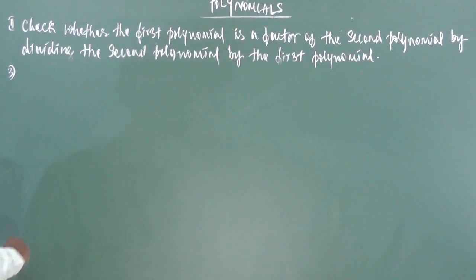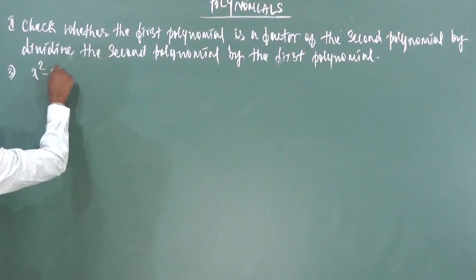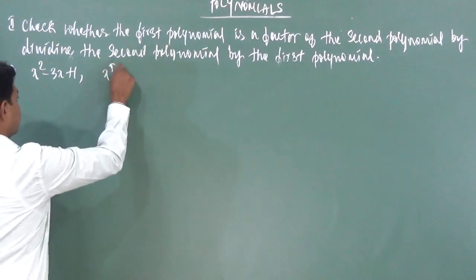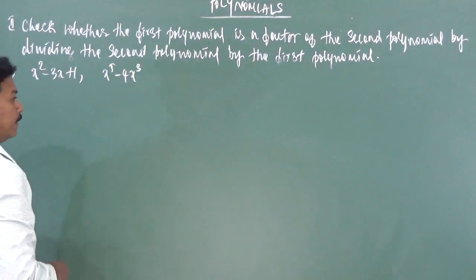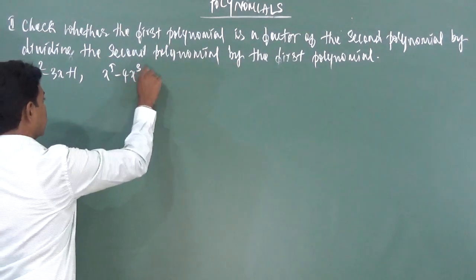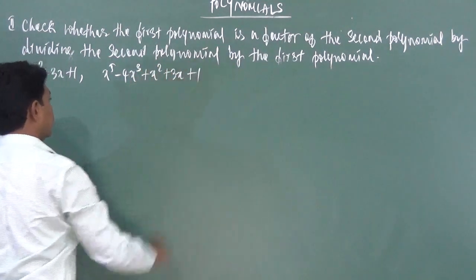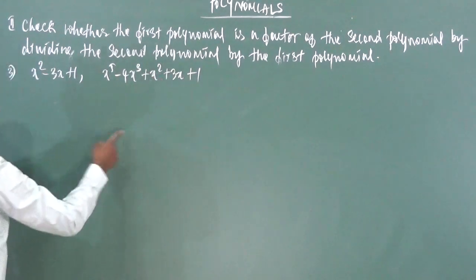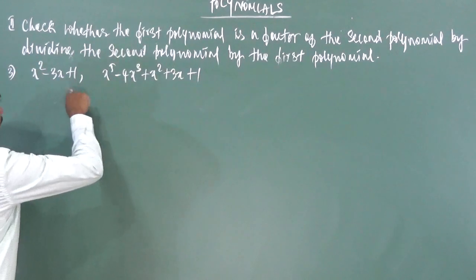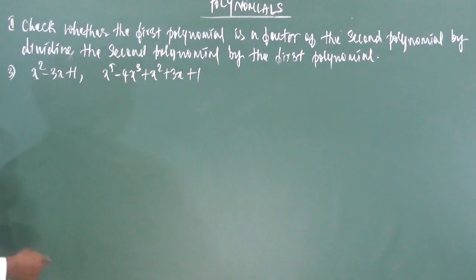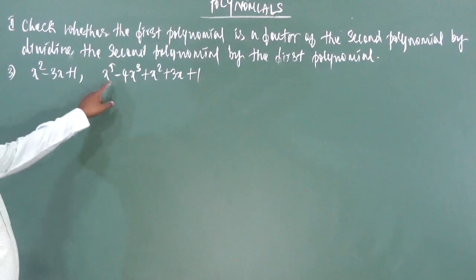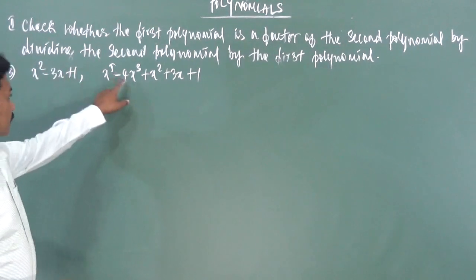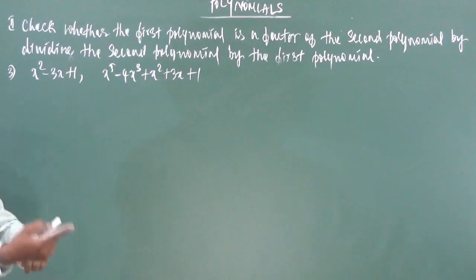So first polynomial we will take, that is x square minus 3x plus 1. And second polynomial will take x to the power 5 minus 4x cube plus x square plus 3x plus 1. So here two polynomials have been given to you. This is the first polynomial, this is the second polynomial. We have to divide this polynomial by this and check whether this is a factor of this. So very simple criteria, when we divide this polynomial by this polynomial, if you get the remainder as 0, then this is a factor of this. If you do not get, then it is not a factor.